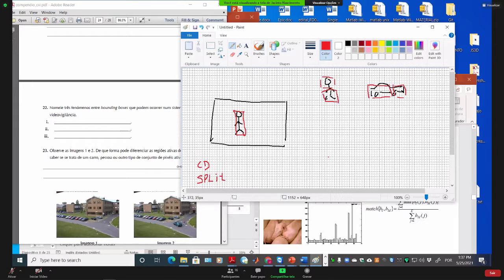So that is one situation, two situations, and there is another one. Indeed, there are more, where you have several pedestrians and you have a bounding box to represent, let's say, these two objects. So in this case, we have a third situation that is called merge.